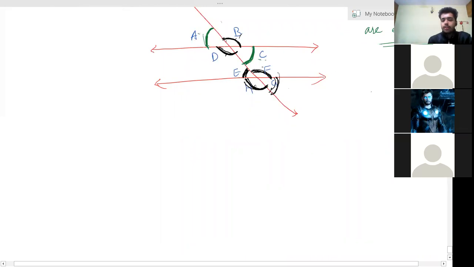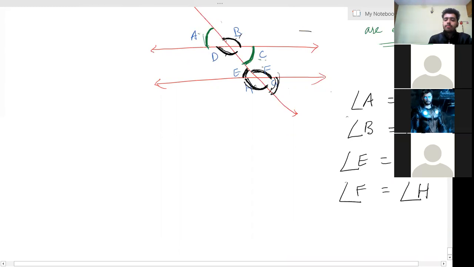So over here I'll write it again. Angle A is equal to angle C, vertically opposite angles. Similarly, angle B is equal to angle D. Angle E is equal to angle G. Angle F is equal to angle H, based on this diagram, right? So now we learned two things. One is corresponding angles. Next is vertically opposite angles.